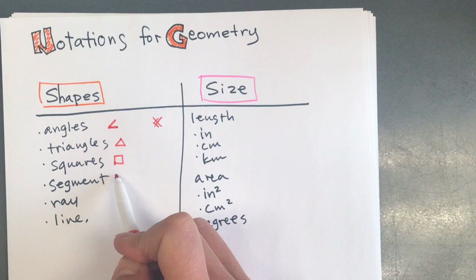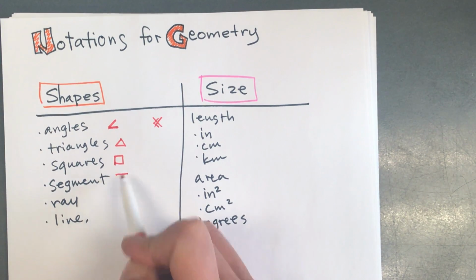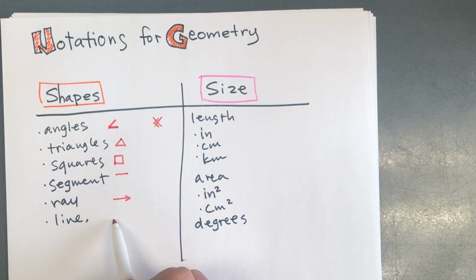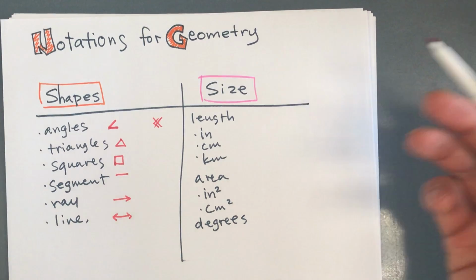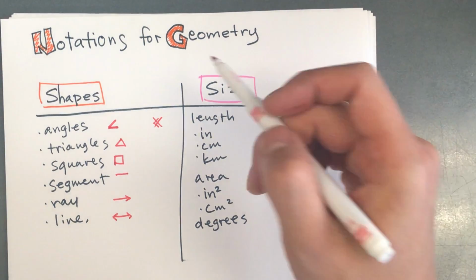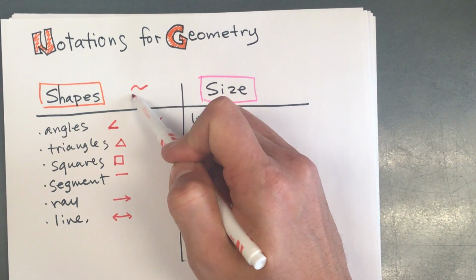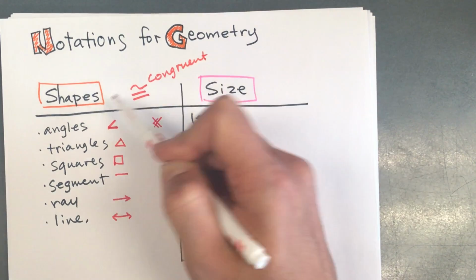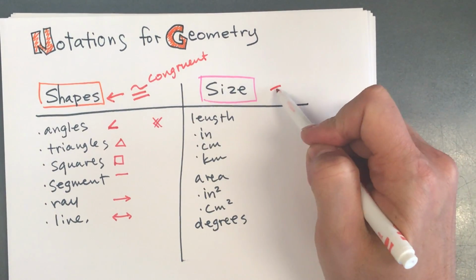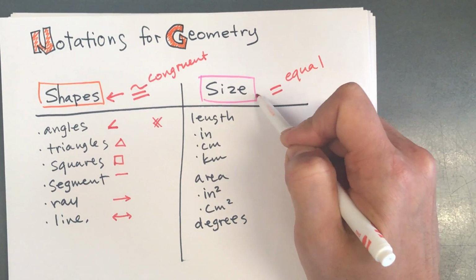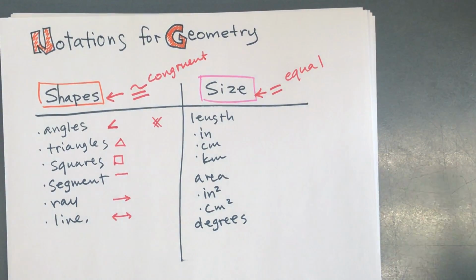Segment, we use this. Ray goes like this, and line goes like this. And then the lengths in inches, we know how to use that. But a very important part is that we use the congruent sign symbol for just the shapes, and we use the equal sign for size only. So we can't mix this up.